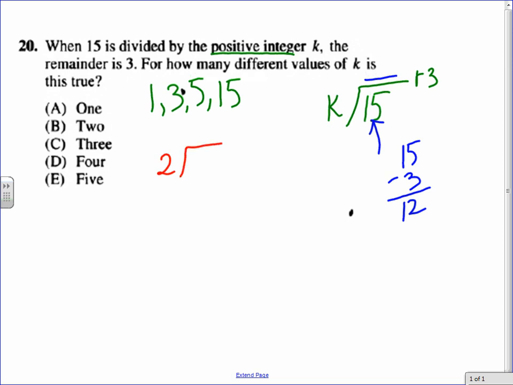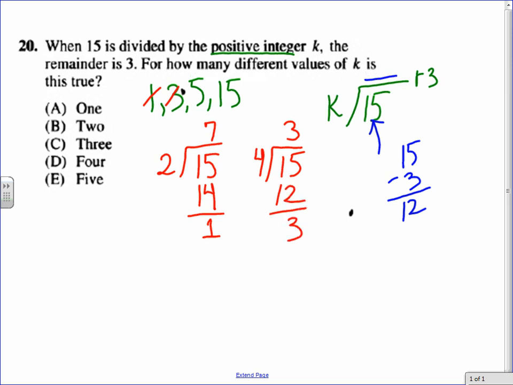So 2 divided into 15 can fit 7 times, but it gives us just a remainder 1. So that's not an option because we're looking for remainder 3. 3 we know doesn't work. 4 should work because it is a factor of 12. So 4 times 3 is 12, which gives us remainder 3. So 4 is one of our options. 12 will also be one of our options because 12 divided into 15 goes in 1 time and gives us remainder 3. So we know 4 and 12 are options.